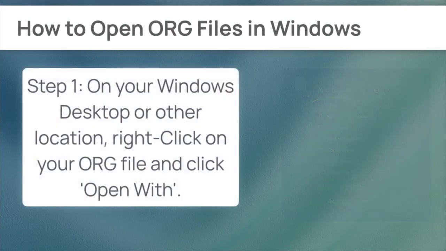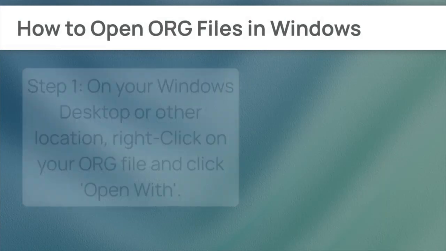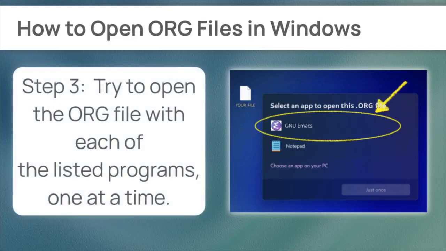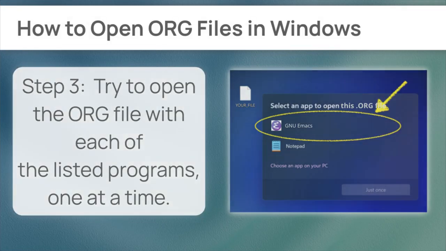The solution usually starts here. Right-click the ORG file and select Open With. Try GNU Emacs as your first attempt. If you don't see it, choose another application. Keep testing until the file cooperates.